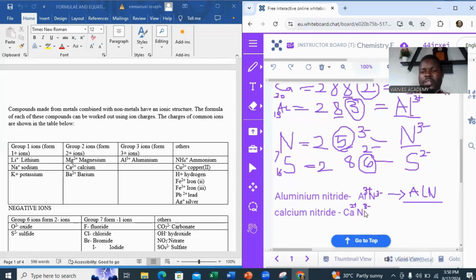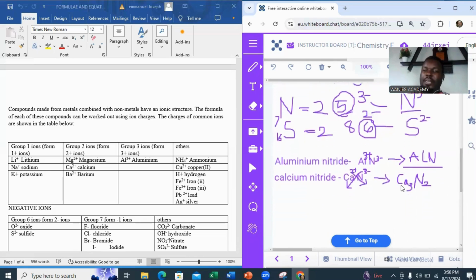What do I mean by crisscross? You take the charge of nitrogen and apply it to calcium, and take that of calcium and apply it to nitrogen, just like an exchange. When you do that, the 3 for nitrogen goes to calcium, so you now have 3 calcium atoms and 2 nitrogen atoms.